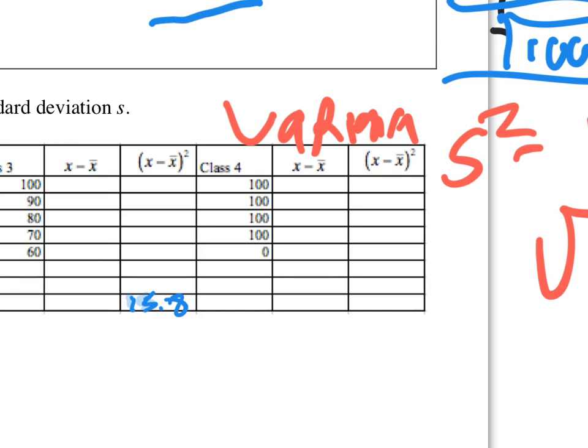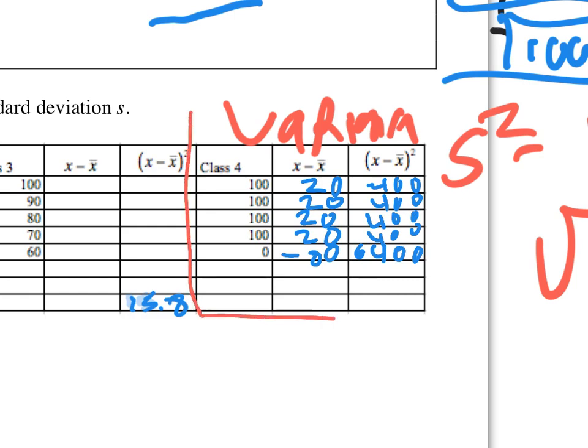Intriguing questions. 100 minus 80 is 20, 20, 20, 20. 0 minus 80 is negative 80. Ooh, that's going to be the stickler here. Square them all. 400, 400, 400, 400. What's 80 squared? 6,400? It's huge. Were you expecting it to be that big?